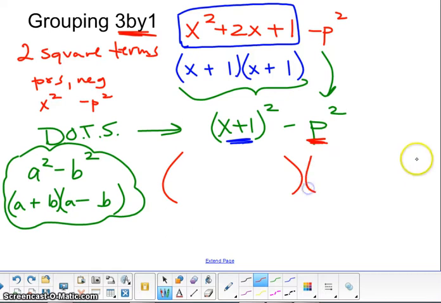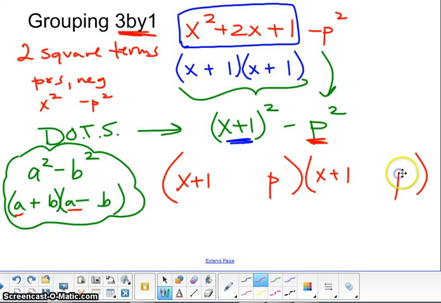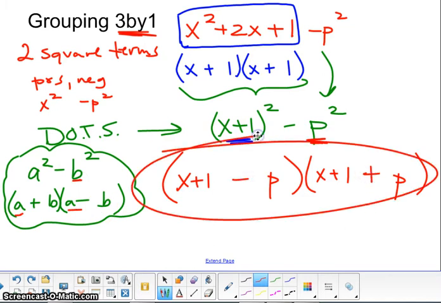So for our final answer, we would split the x plus 1's just like we split the a's earlier, and we're going to split the p, also just like we did in the beginning. And then one's going to be negative and one's going to be positive. And there you have it. There's the factored version of the 3 by 1. Okay, so those are a little more difficult.